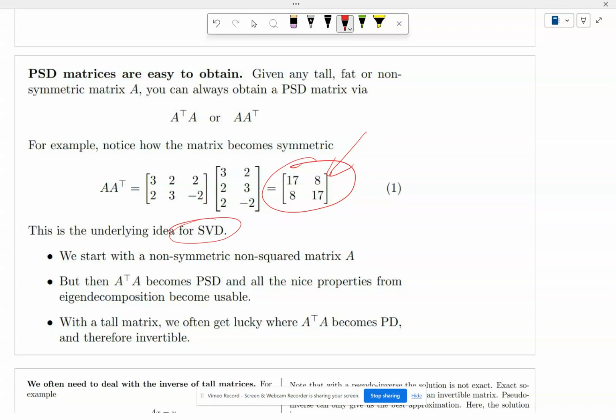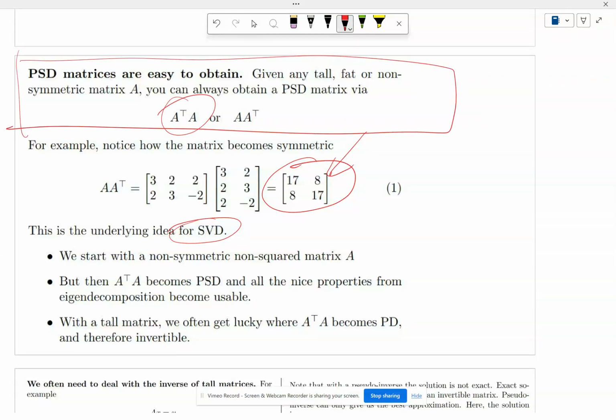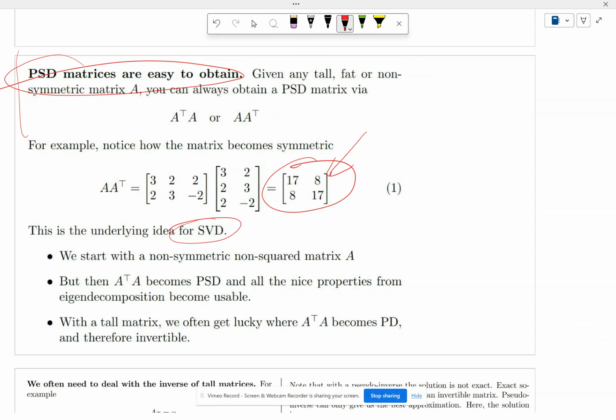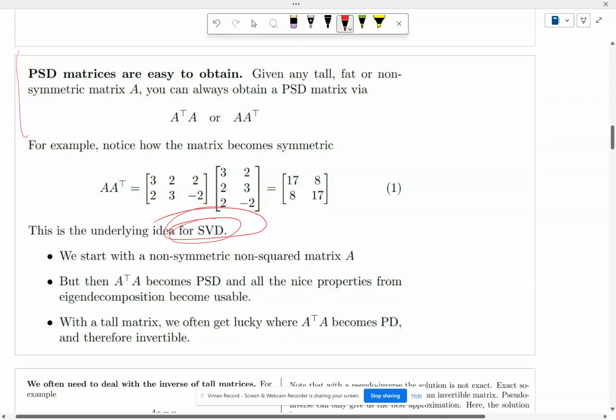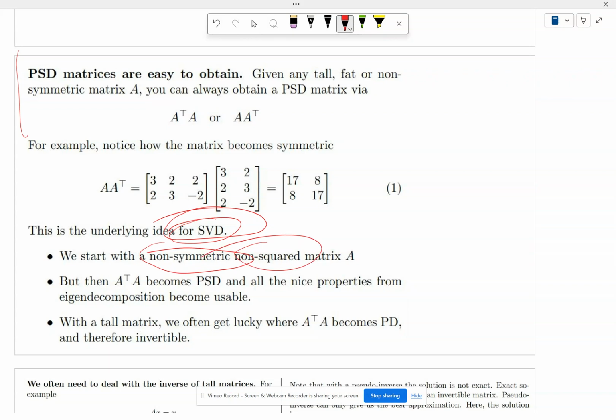Now, this is the underlying idea for SVD, which we're going to learn today. So previously, we learned essentially how to turn a matrix into a symmetric matrix. But we realize when we perform this or this, not only are we creating a symmetric matrix, we're actually creating a positive semi-definite matrix. And today's topic is going to be called singular value decomposition. We start with a non-symmetric, non-square matrix, but because we multiply by its transpose, it becomes PSD. And therefore, all the properties of eigen decomposition become usable again.